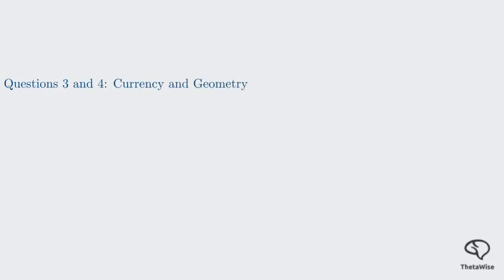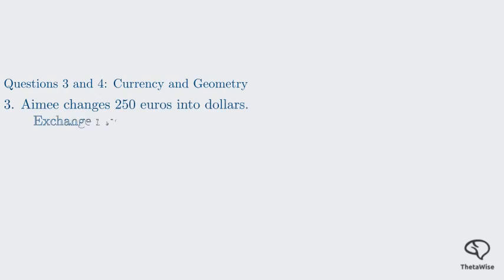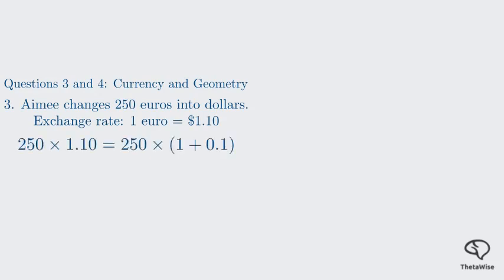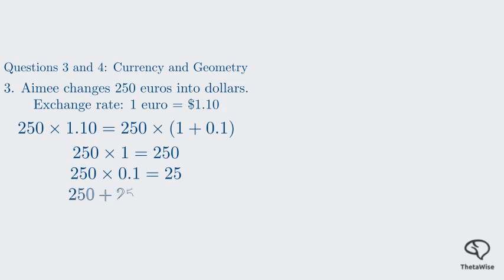Moving on to questions 3 and 4, involving currency conversion and geometry. For question 3, IME changes €250 into dollars. Since €1 is worth $1.10, we multiply the amount by the exchange rate. To do this without a calculator, think of 1.10 as 1 plus 0.1. 250 times 1 is 250. 250 times 0.1 is 25. Adding them together, 250 plus 25 equals 275.